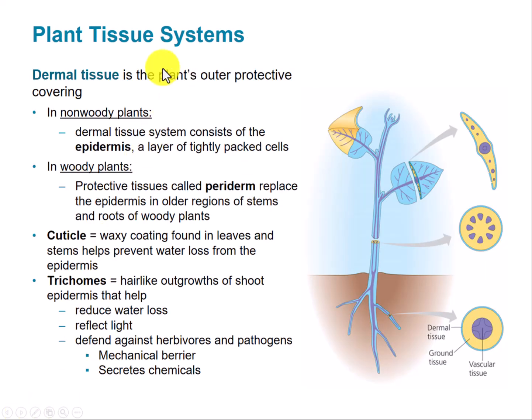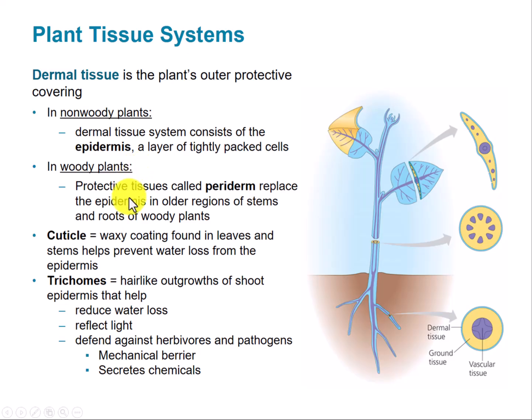Our dermal tissue is that outer protective covering in non-woody plants. So non-woody plants, this outer dermal tissue is called the epidermis. So it is a layer of tightly packed cells that prevent things from getting in and out of the cell, help to protect the plant.